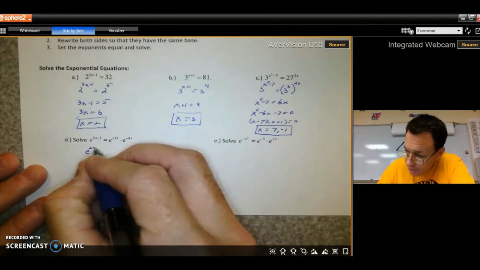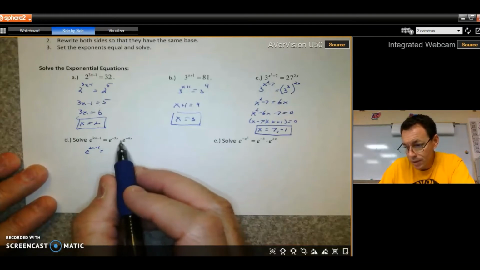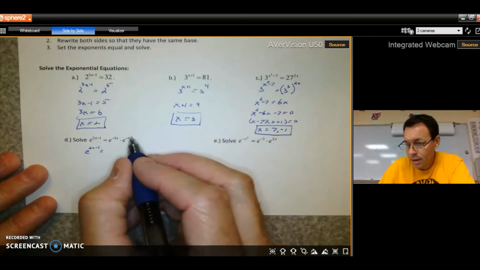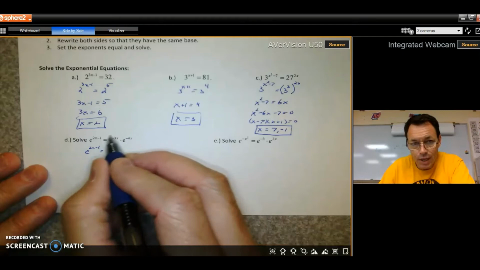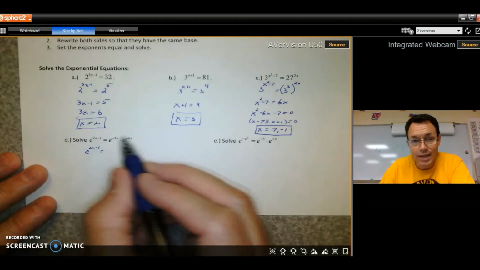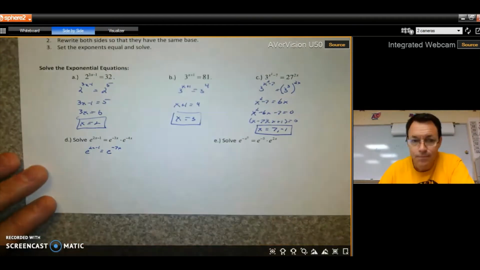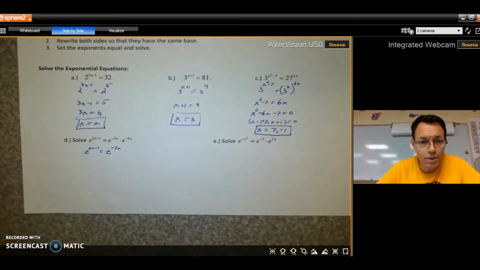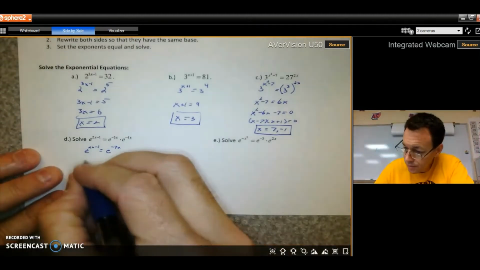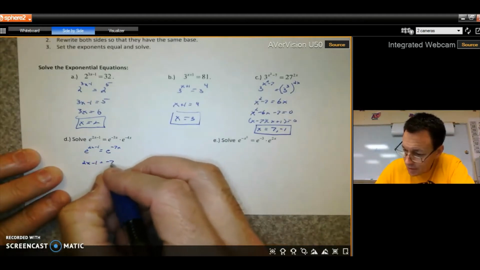So 2x minus 1 equals, now I have two bases that are multiplying each other. When bases multiply, their exponents add together. So I've got this minus 3x and this minus 4x. Those are like terms, so they can add together, and you get minus 7x. Now I've got the same bases, so all I have to do is set the exponents equal. So 2x minus 1 equals negative 7x.